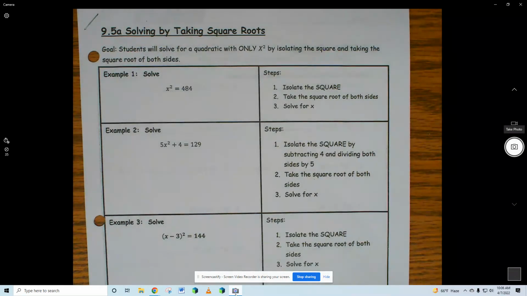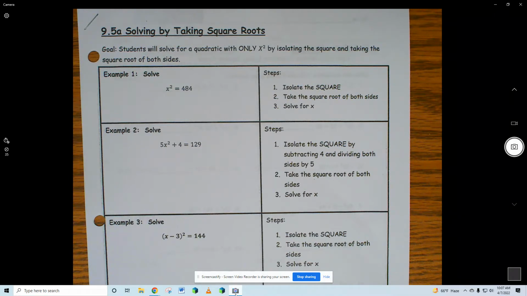Morning. We are continuing on with chapter 9, lesson 5, and we're still square rooting. I'm trying to get x alone, or a alone, or whatever the variable is alone. What's different about today is that I'm going to give you some problems that have parentheses, and so in order for me to get rid of this exponent of 2, I need to square root the whole parentheses.